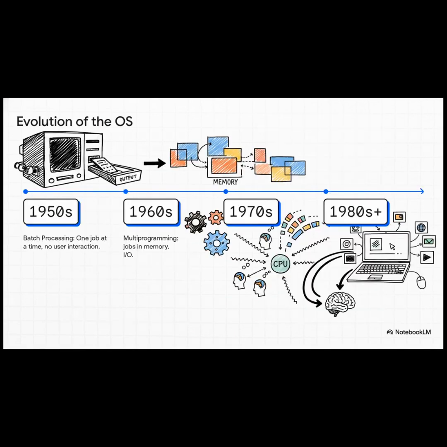Now, this incredible level of complexity didn't just pop up out of nowhere. It's been a long evolution. Back in the 50s, computers were simple, one job at a time. Then in the 60s and 70s, we started getting multi-programming and time-sharing, the baby steps of multitasking. But it was really the personal computer revolution in the 80s and beyond that forced the OS to become the master juggler that it is today.